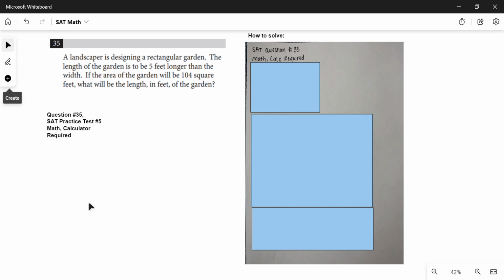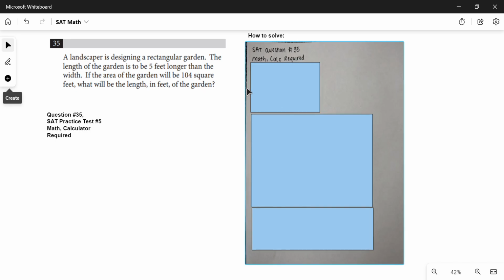Hello everyone. Today we'll be looking at question number 35 from SAT practice test number 5 on the math calculator required section. So let's take a look at the question. A landscaper is designing a rectangular garden. The length of the garden is to be 5 feet longer than the width. If the area of the garden will be 104 square feet, what will be the length in feet of the garden?